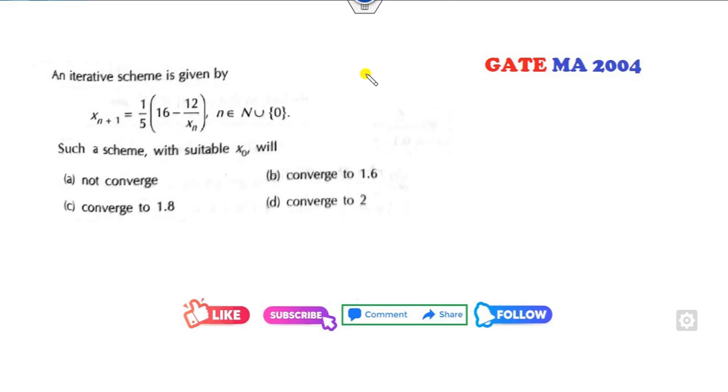Okay, look at this another one. The iterative scheme such that the suitable x naught will converge or not. Again, there are two methods. I will tell you the first method. That's quite easy. You can check the options. I can start from here and substitute this value. So is it satisfied? You can check 1.8. Is it satisfied? Not satisfied. It means it does not converge to this point.